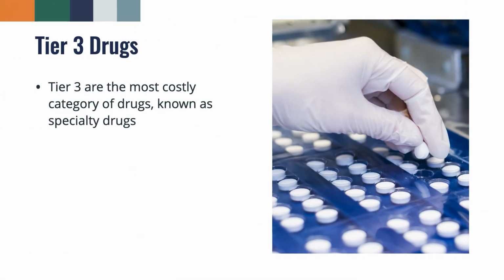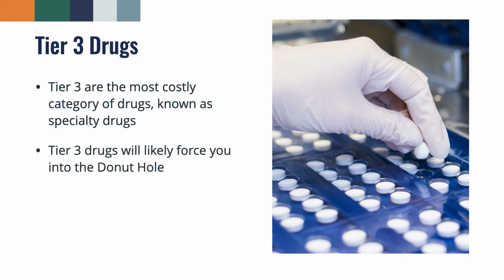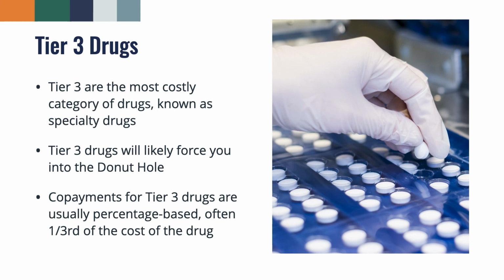The most costly category of prescriptions are classified as Tier 3 or specialty drugs. This category consists of very expensive drugs that are highly likely to cause you to enter the donut hole. Your share of these drugs is likely to be a percentage, usually 1/3 of the cost of the drug.